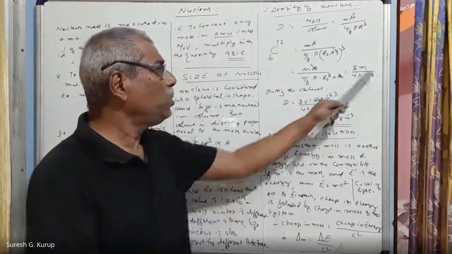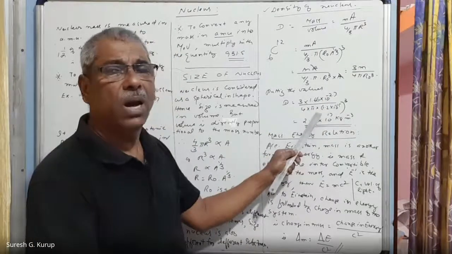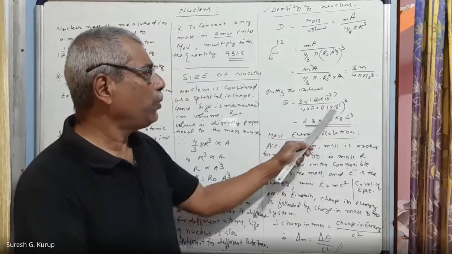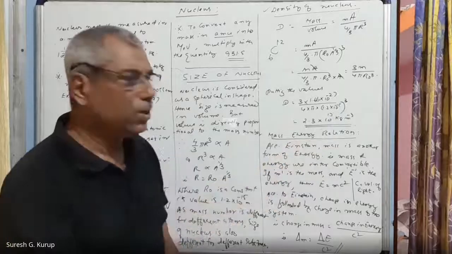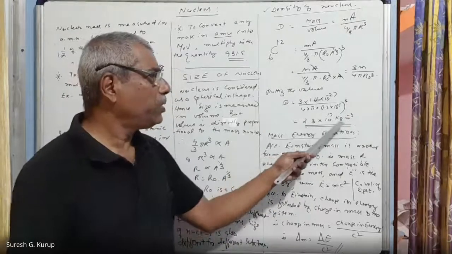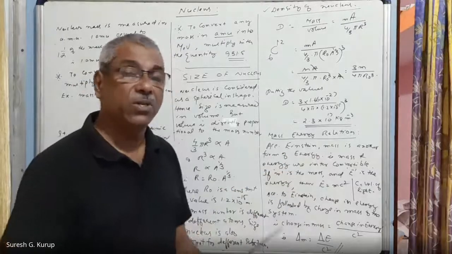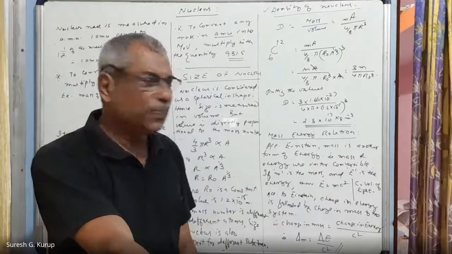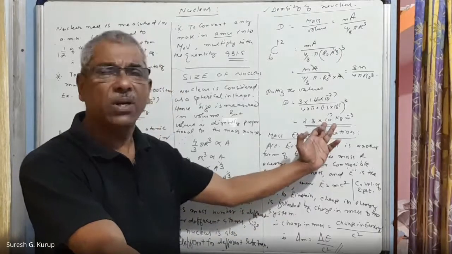So 3 into M divided by 4 pi into R0 cube. R0 is 1.2 into 10 raised to minus 15, cubed. This value we get as equal to 2.3 into 10 raised to 17 kg per meter cube. Every nucleus has the same density. So it is a very, very heavy density.